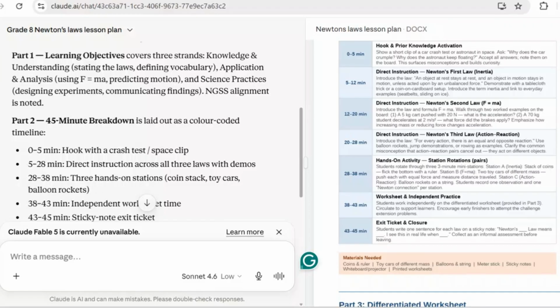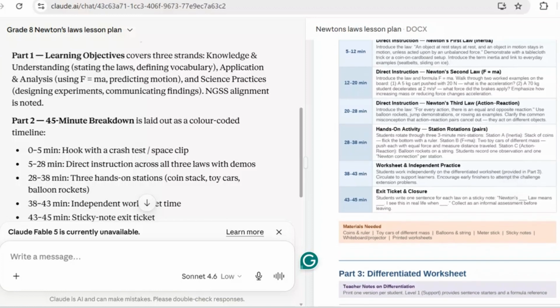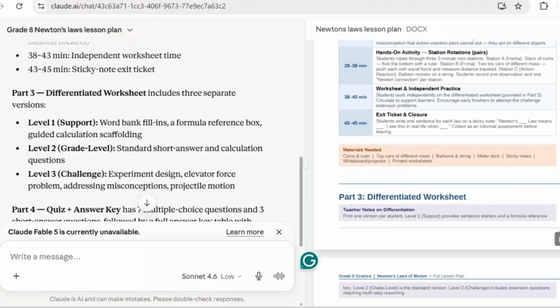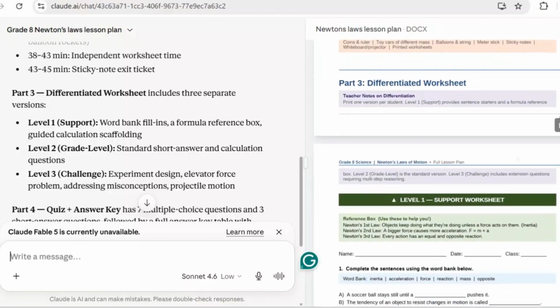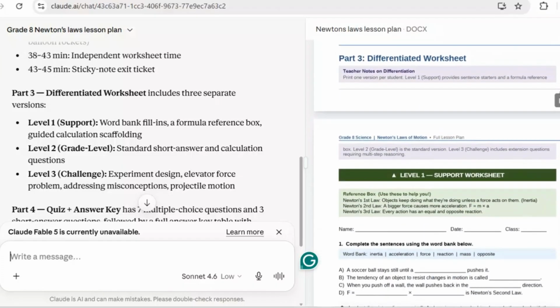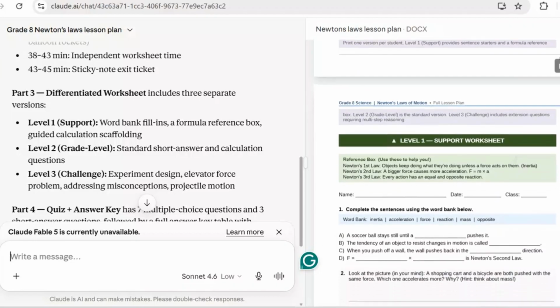From minute 5 to minute 12, I have direct instruction and an explanation of Newton's first law, and so forth. And in part 3, I have the differentiated worksheets that include 3 separate versions.